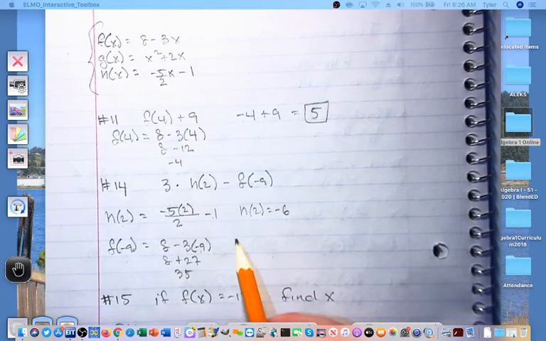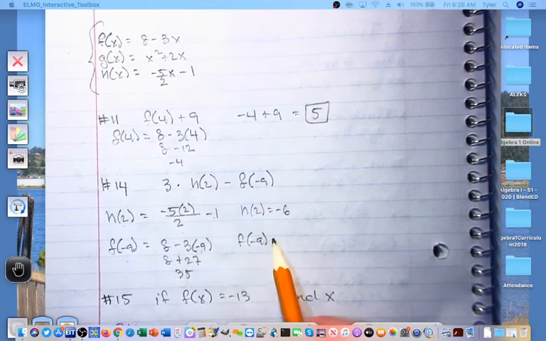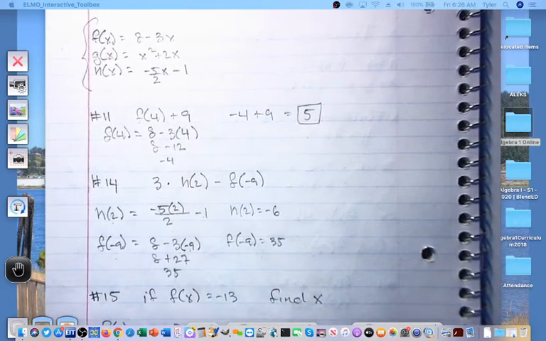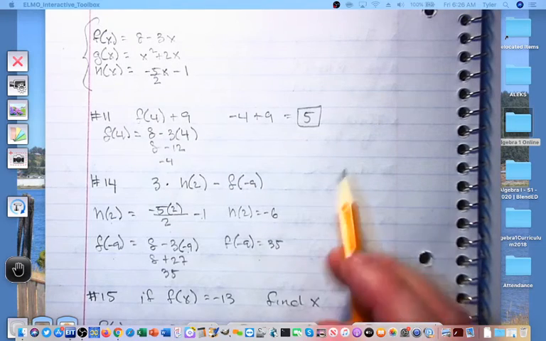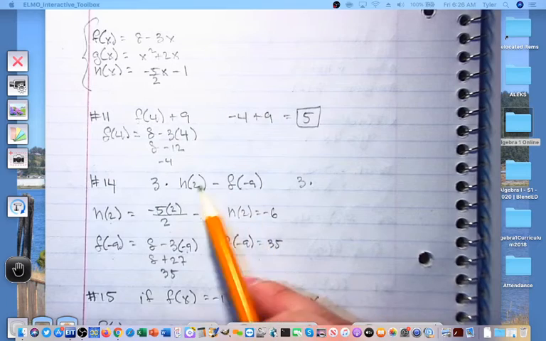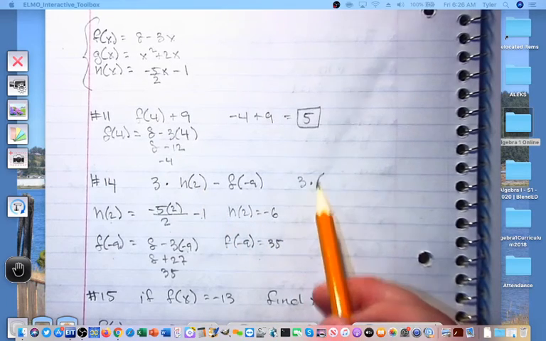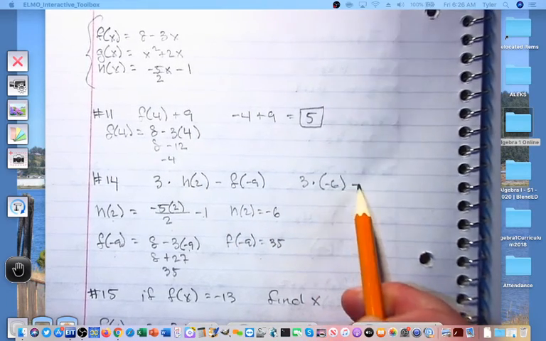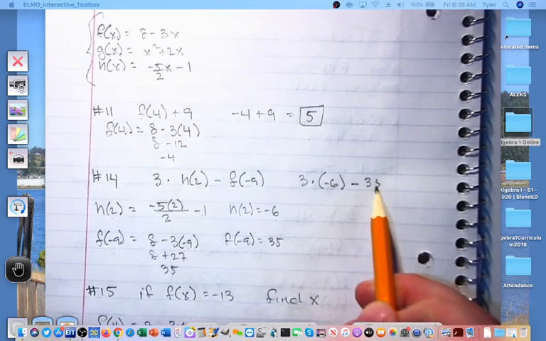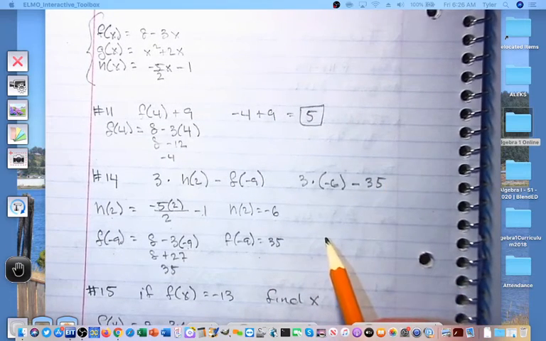So now that I know that my f of negative 9 is equal to 35, I can go back up to the original equation and substitute these values in. It wants me to figure out what 3 times, now the h of 2 is equal to negative 6, minus the f of negative 9, which we've discovered is 35.